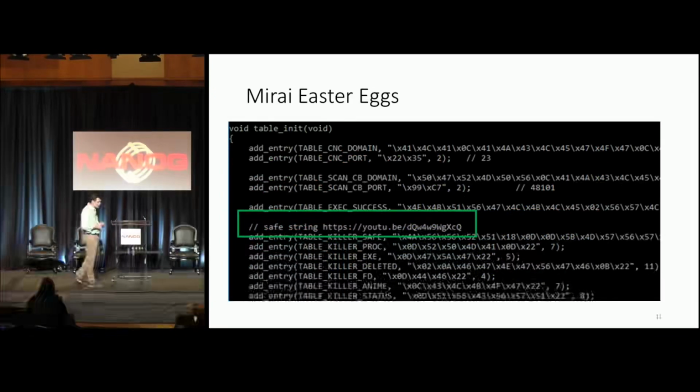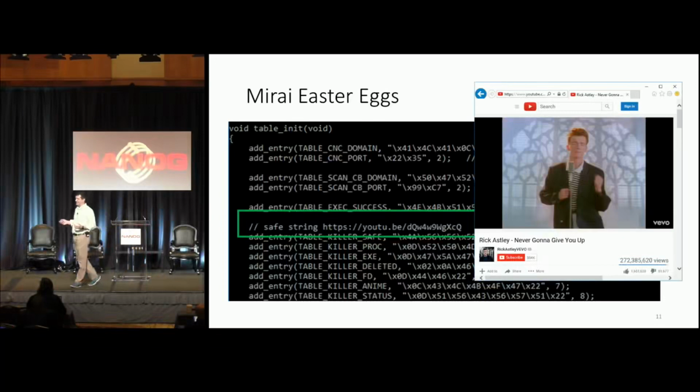As I was diving through the code, there are some interesting things in here. We'll call them Easter eggs. I was going through this, and here's something called a safe string. So obviously, it's a URL. I want to go in and see what this is. Ah, it's a Rickroll. So thank you, Anna Senpai.